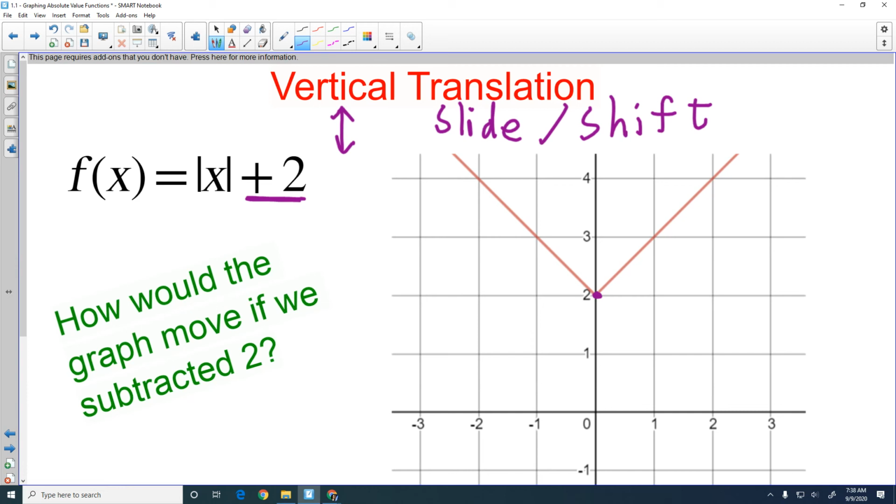Now, any ideas? If instead of a plus 2, I wrote a minus 2, what do you think would happen to that graph? Where would that V move, do you think? Any ideas? Taylor, come on. Yes, down 2, right? It's just going to shift down 2 units. If you add something, it moves it up. If you subtract something, it moves down. And that's the vertical translation.